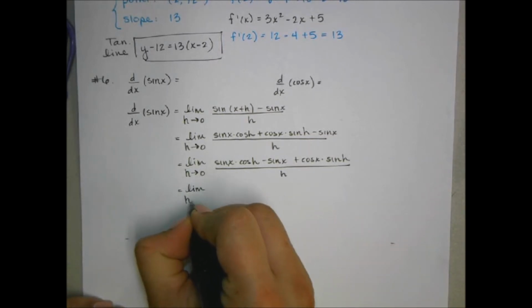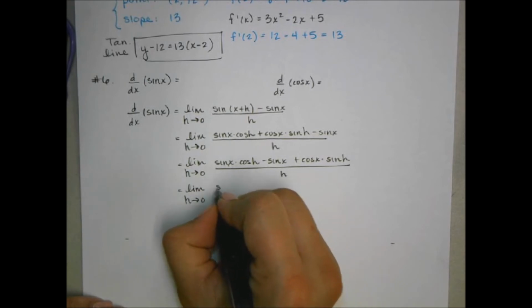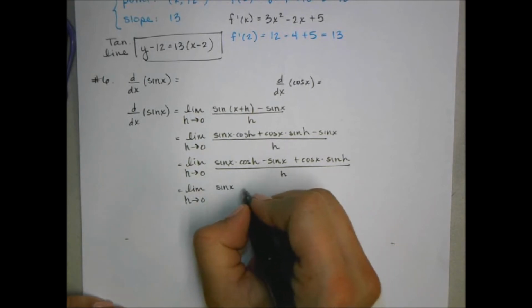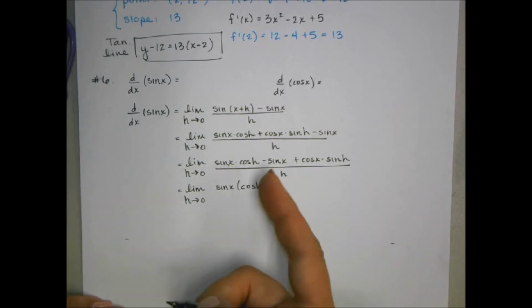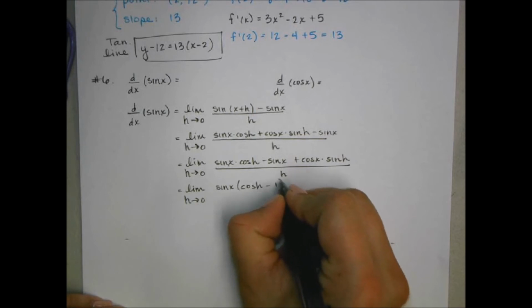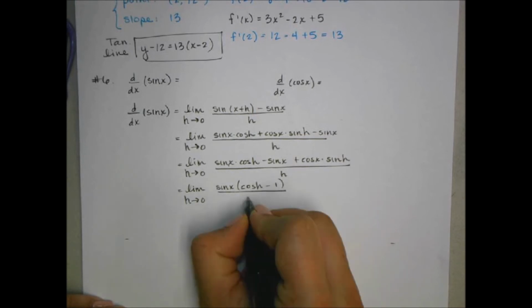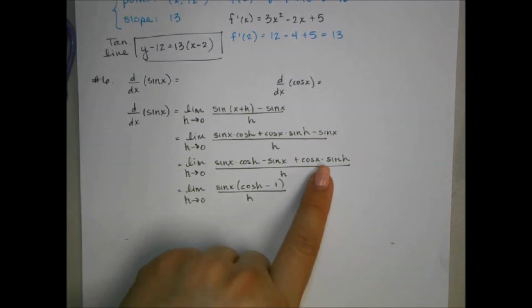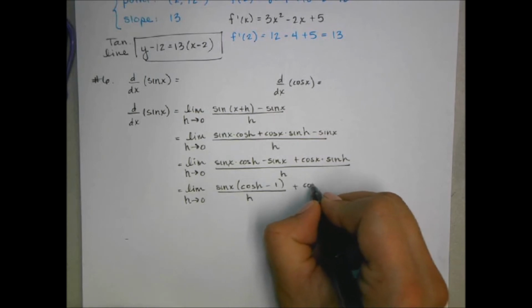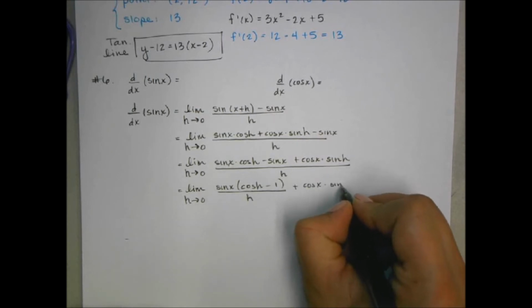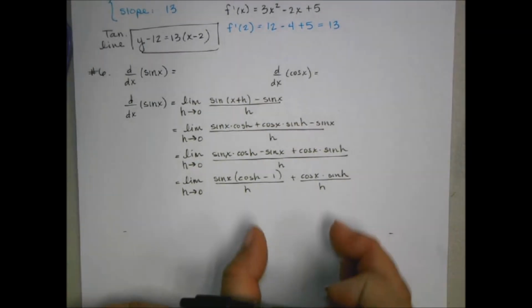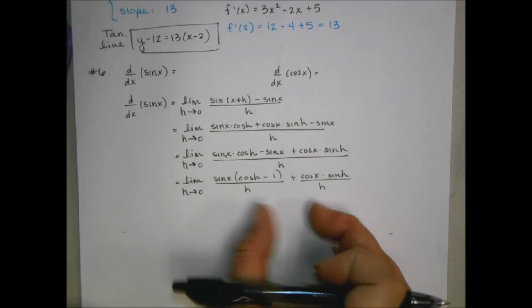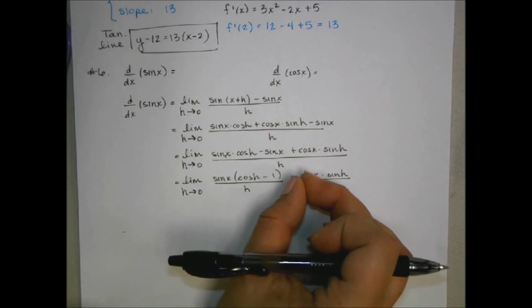So I have sine x factored out of sine x cosine h, leaving me with cosine h minus 1 over h. And then I have my last term, plus cosine x sine h all over h. So it's just the opposite of having a common denominator and adding the terms together. I just took it and split it apart.